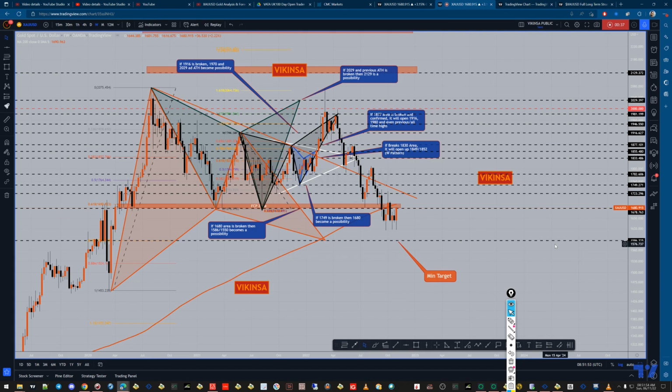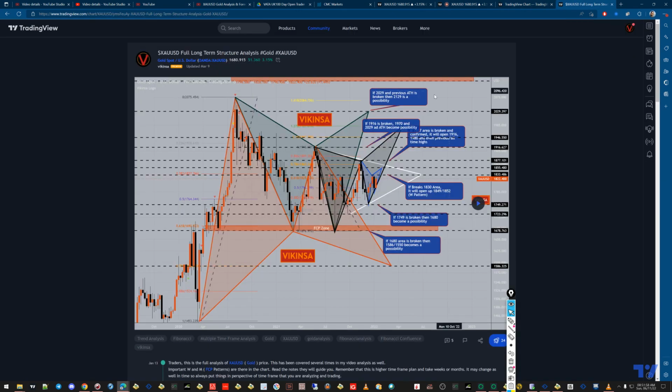So I'll start from higher time frame because it has been quite a while. This higher time frame analysis was posted in January 2022, and it has been working perfectly fine. I last updated it on March 9th. So this is what we were expecting.